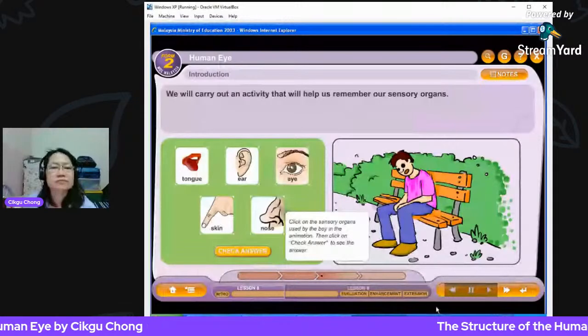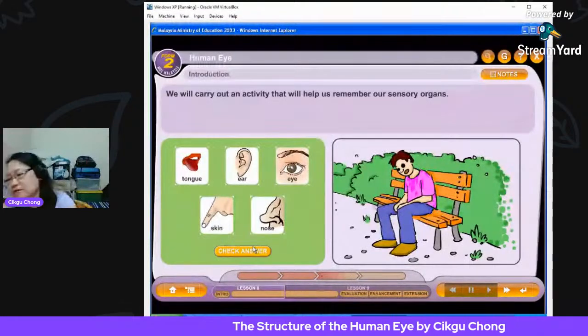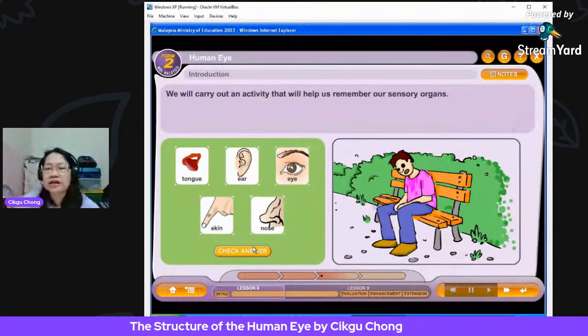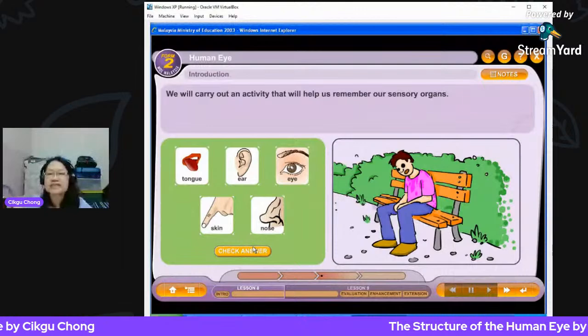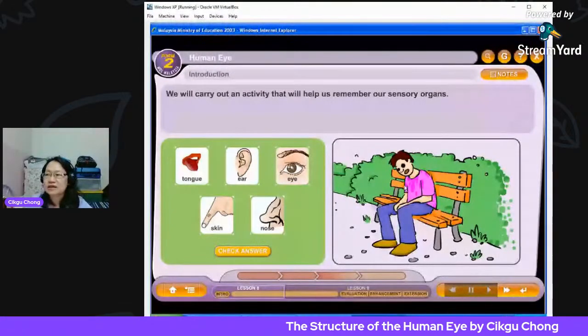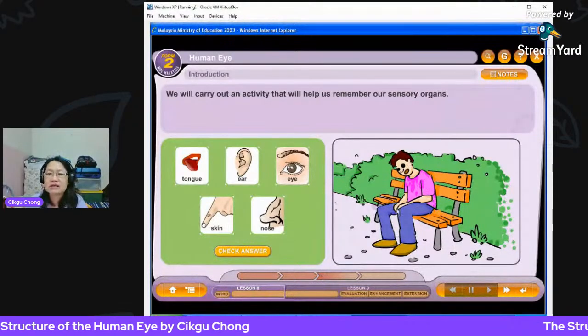Now I will just explain. It's okay, but you can hear me, right? I'm just going to explain. Now, look at this boy. This boy is at the park bench here, and there is a mosquito flying around, and he hit the mosquito bite. Okay, never mind.